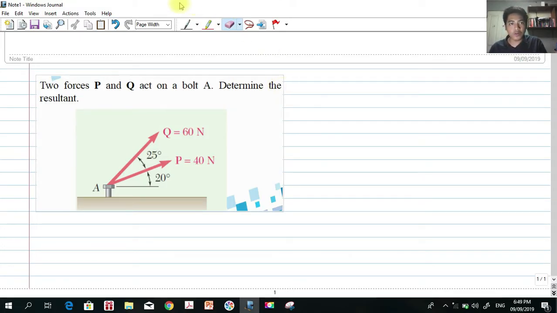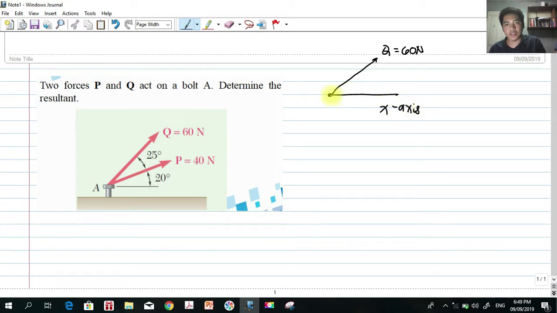So we have, if you're going to draw that, this force Q, 60 newtons. If I'm going to draw this again, this is the x-axis, I can label that as our x-axis. And this is P, which is actually 40 newtons. We have 20 degrees here, and this is 25 degrees. If I'm going to draw this as our y-axis, this would be our point A. So how do we find that?